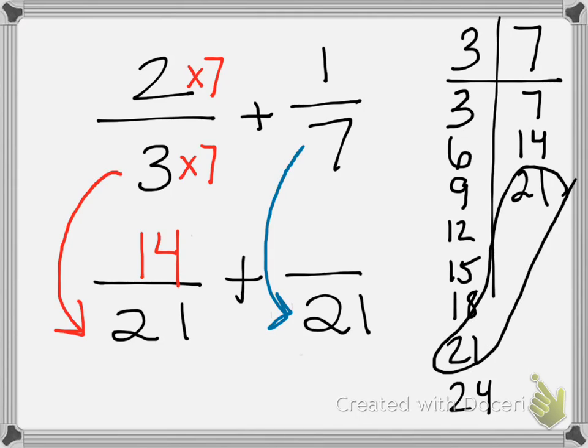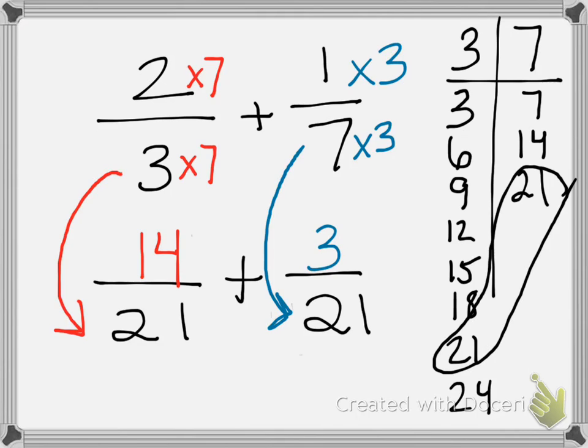So now I'm thinking in my head, how did I go from 7 to 21? I multiplied times 3, because 7 times 3 is 21. So I have to do the exact same thing to the top. I have to multiply it times 3. So I do 1 times 3, and I get 3. Now I'm ready to add these fractions.